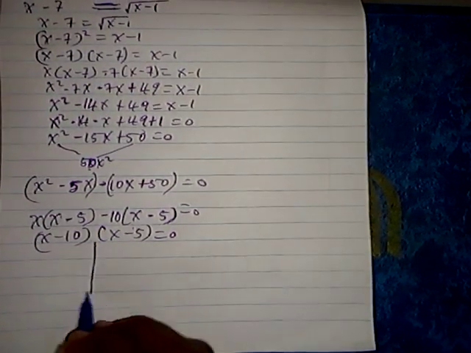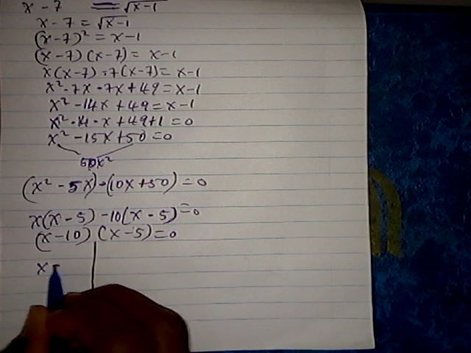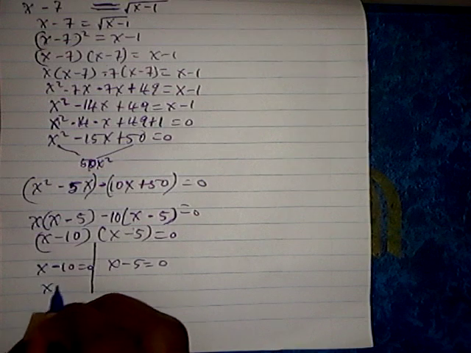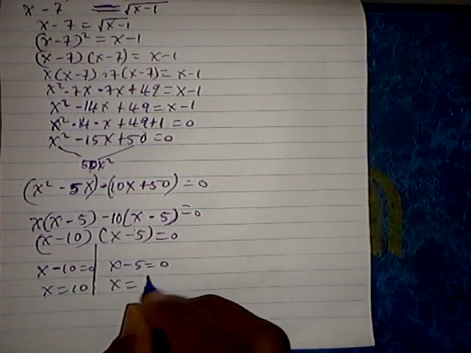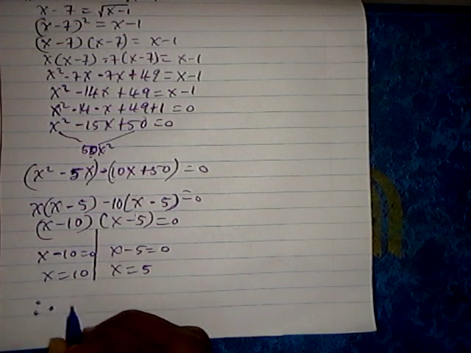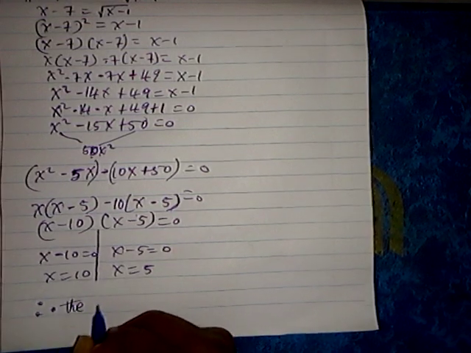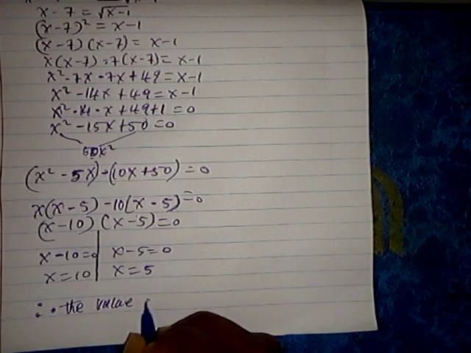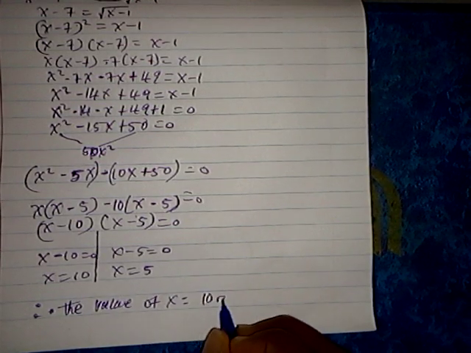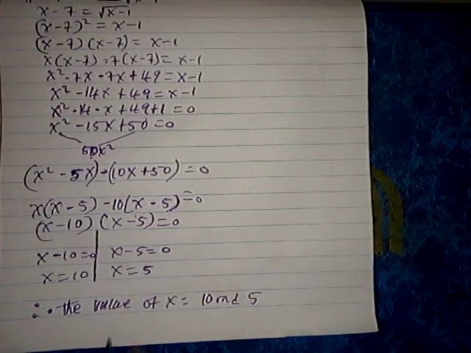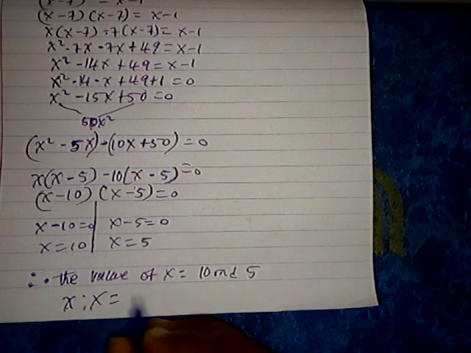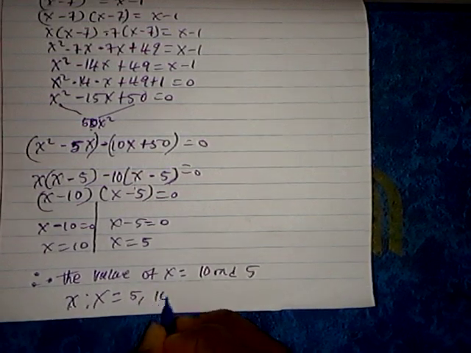Right? Now we find the value of x. So x minus 10 equals 0, x minus 5 equals 0. So x equals 10, x equals what? 5. We say therefore, the value of x is equal to 10 and 5. In other words, we can write it this way. x equals the smaller number first, 5, 10.